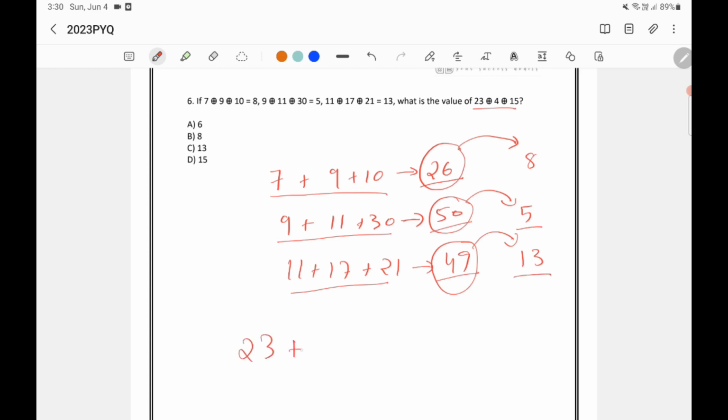So 23 plus 4 plus 15 is actually 23 plus 4 is 27. 27 plus 15 is 42. So if you add 4 plus 2, you will get 6. So the answer is option A, 6.